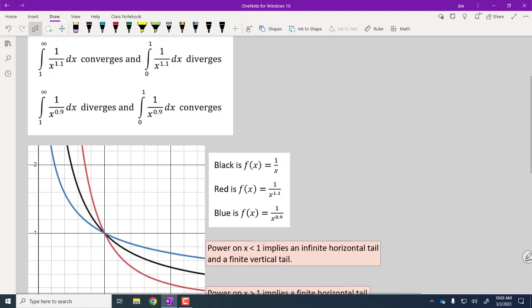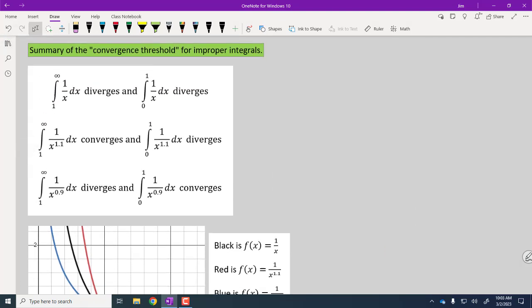Okay, so here is our summary. The summary, we're going to base it on powers of x, because this is where we can really generate intuition for when we have convergence and divergence. Powers of x.